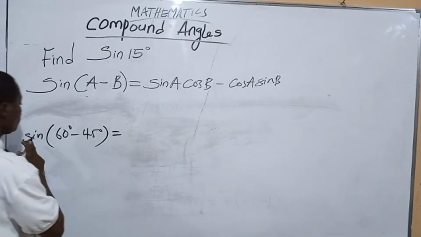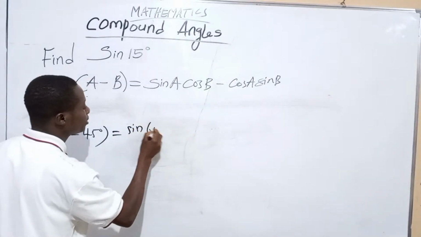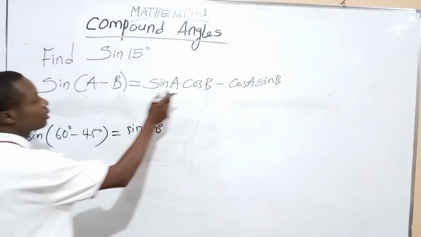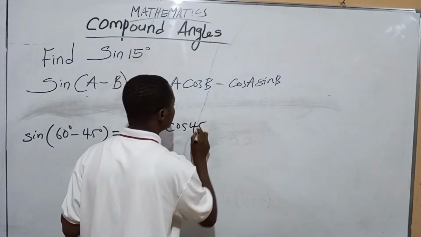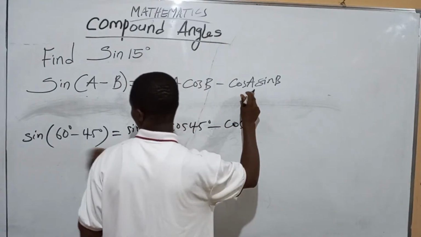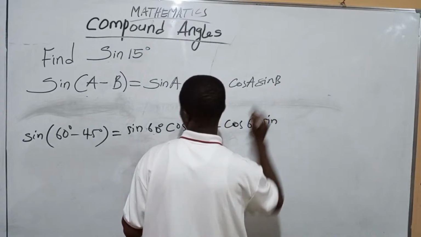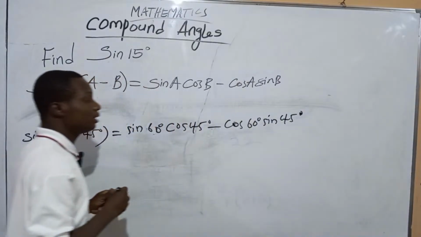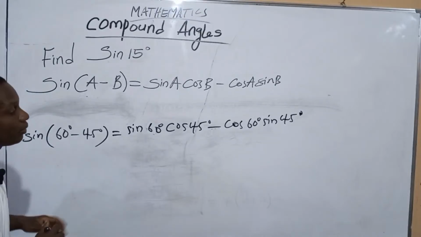This is equal to sine 60 degrees, then cosine 45 degrees, then minus cosine A, which is 60 degrees, then sine B, which is 45 degrees. So let's proceed. You will see that we are going to get the same thing: 1 over 4 times the bracket of root 6 minus root 2.